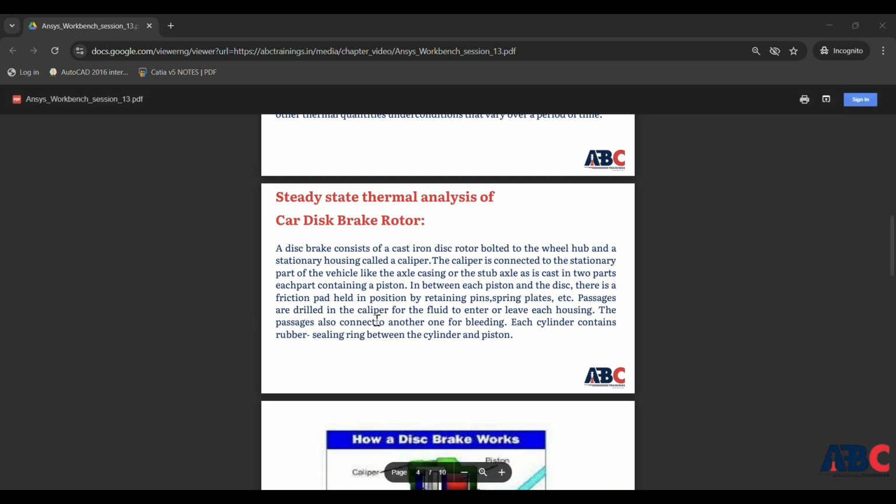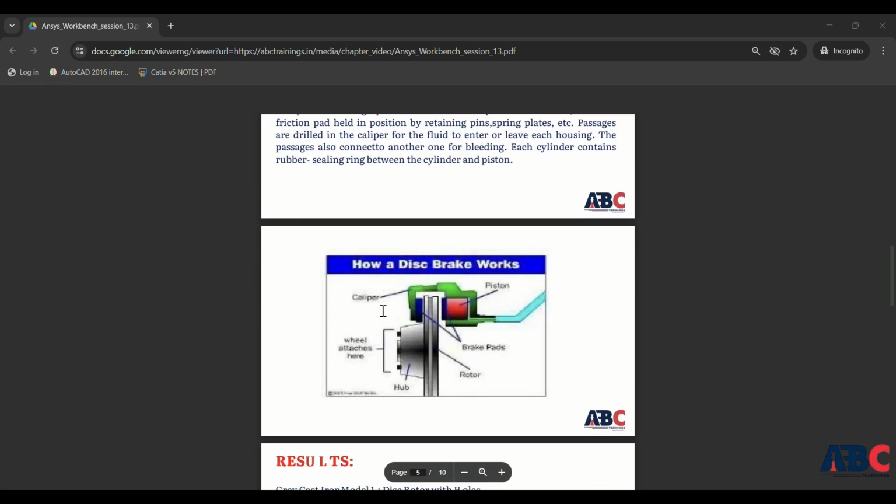Passages are drilled in the caliper for the fluid to enter or leave each housing. The passages are also connected to another one for bleeding. Each cylinder contains a rubber sealing ring between the cylinder and piston. So this is how the disc brake works. Here you can see the piston and the caliper as mentioned in the previous slide. This is the wheel on which the hub is attached, and on the hub the rotor is attached.